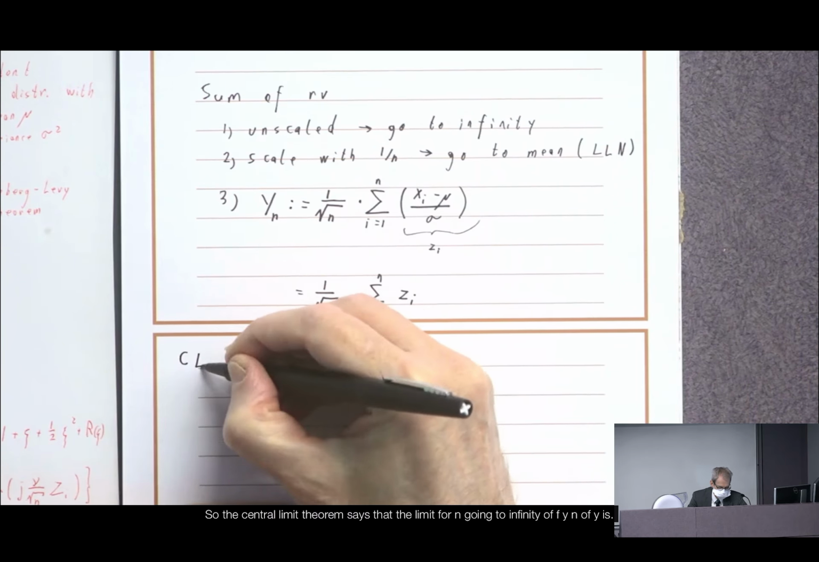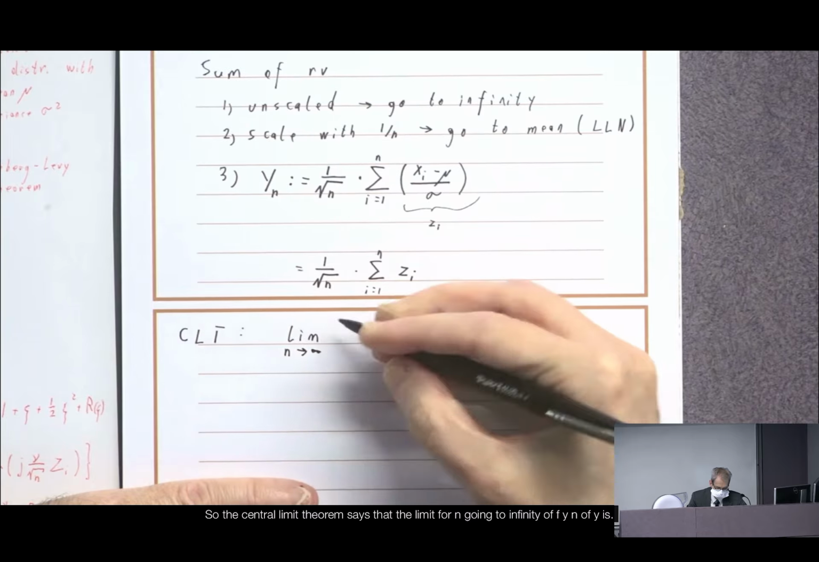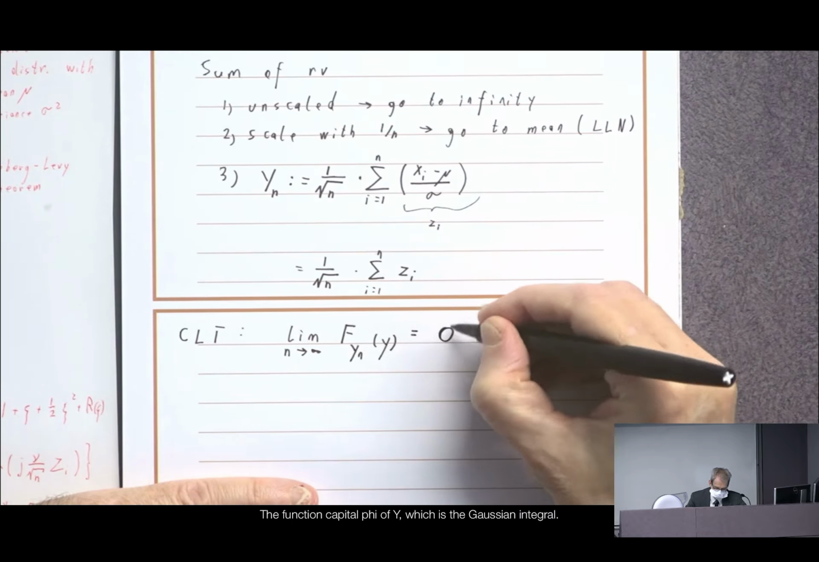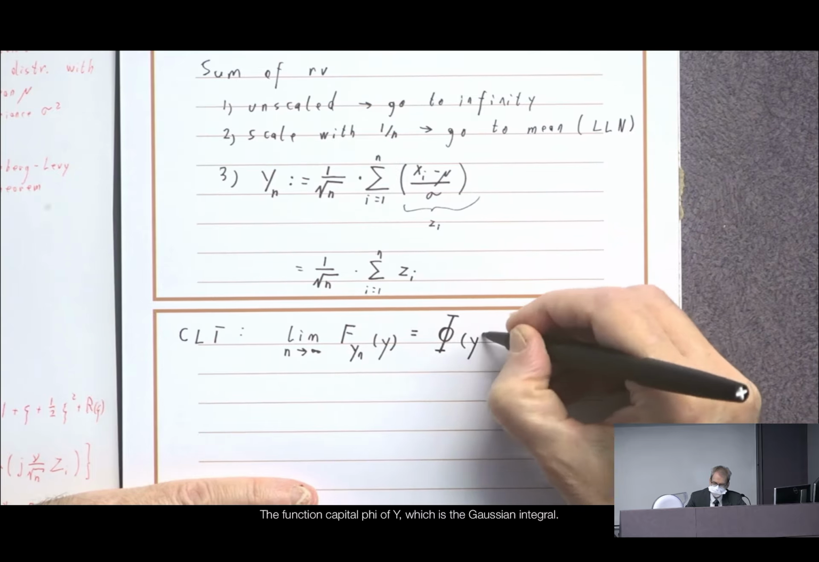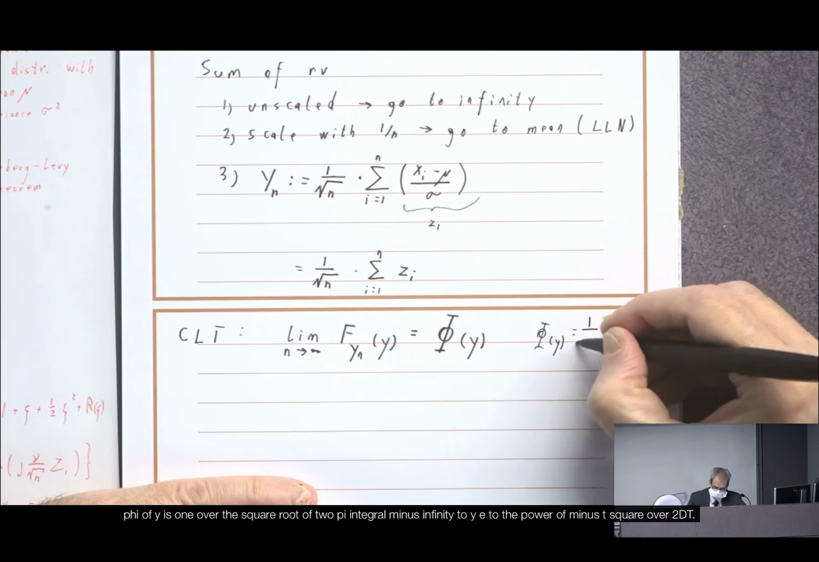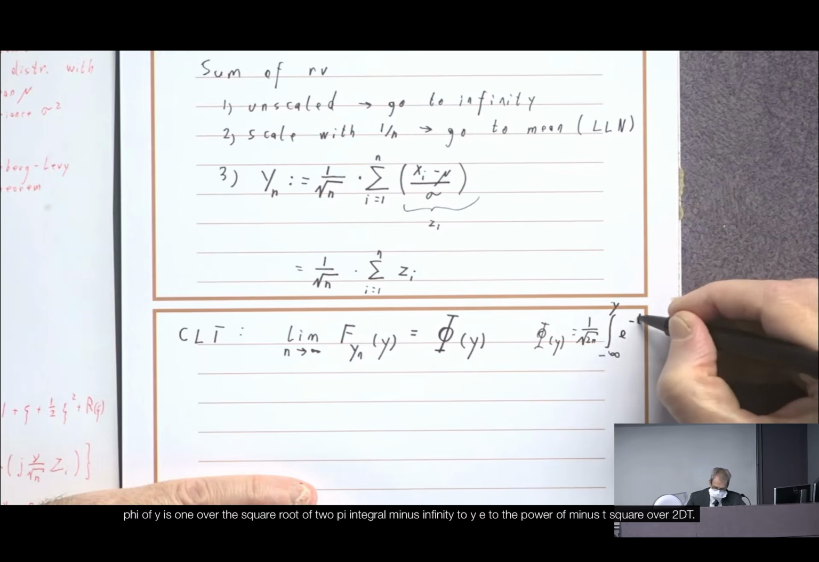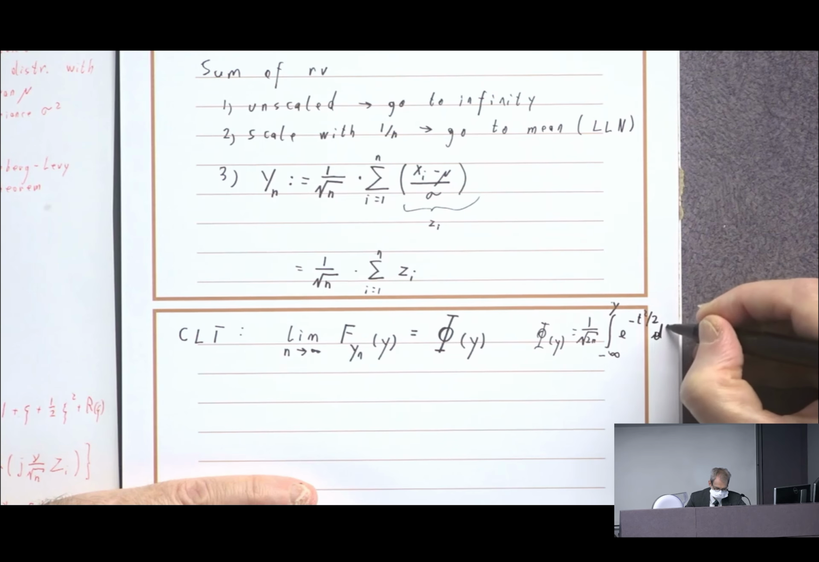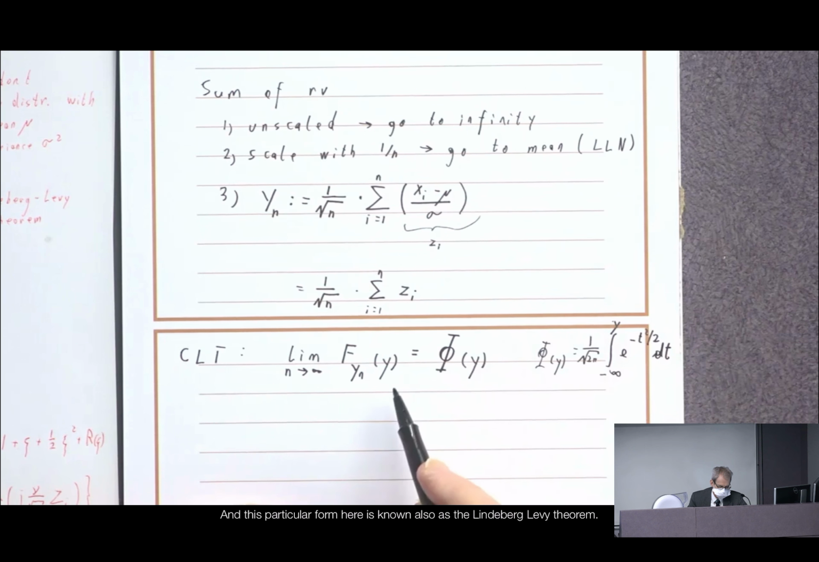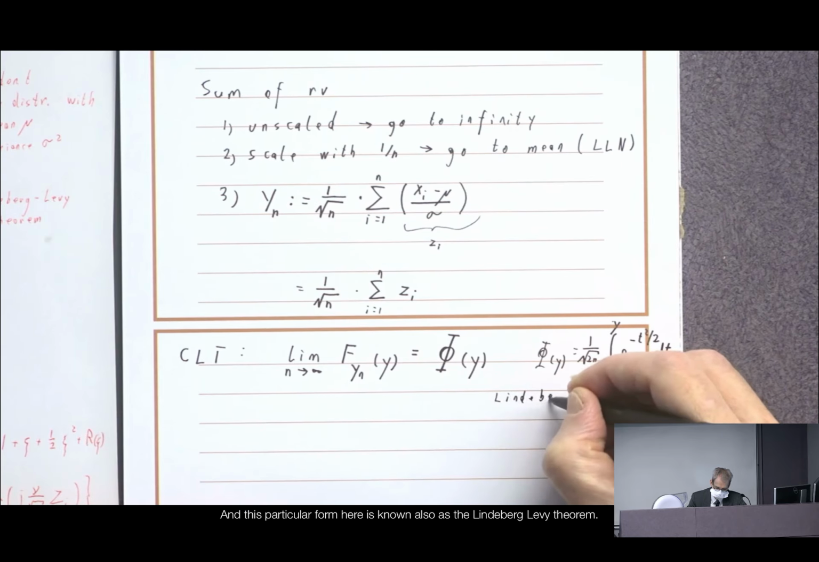So the central limit theorem says that the limit for n going to infinity of F_Yn of y is the function capital Phi of y, which is the Gaussian integral. As a reminder, Phi of y is 1 over the square root of 2 pi times the integral from minus infinity to y of e to the power of minus t squared over 2 dt. This particular form is also known as the Lindeberg-Levy theorem.